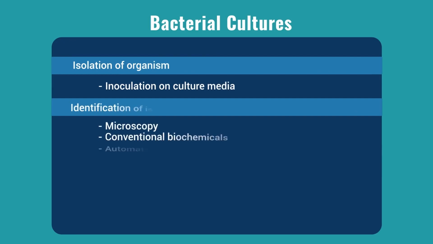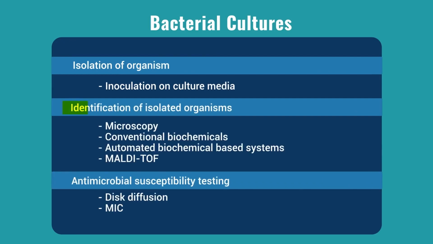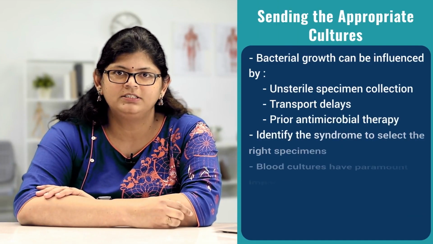Once we have isolated the organism of interest, we need to identify what it is. So there are two ways to do it. One is a conventional set of biochemical reactions that we set up. Apart from that, we have more sophisticated automated methods now to identify these organisms. Based on the identity of the organism, we then go ahead and set up a panel of antibiotics for susceptibility testing. So what are the situations where you would order a bacterial culture?